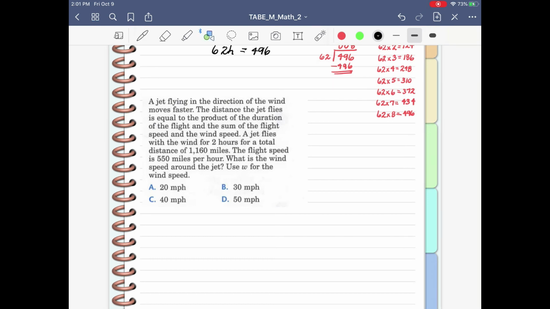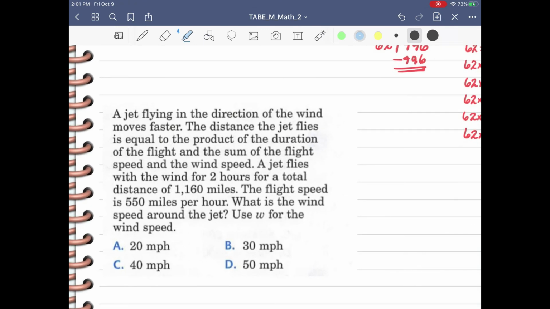This one is so confusing to me. I think I'm going to set up a variable box. Or do I need to do that? Let's just try. Let's start setting it up and see what we come up with here. There's the word is or is equal to. The product of the duration of the flight and the sum of the flight speed and the wind speed. So product is multiply the duration of the flight by the sum of the flight speed and the wind speed.